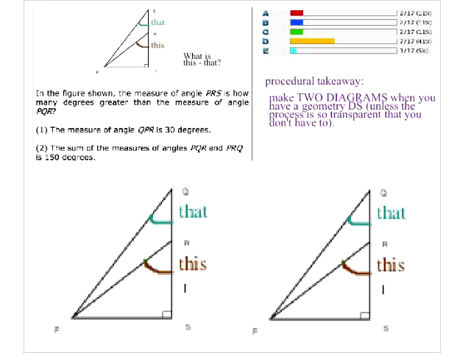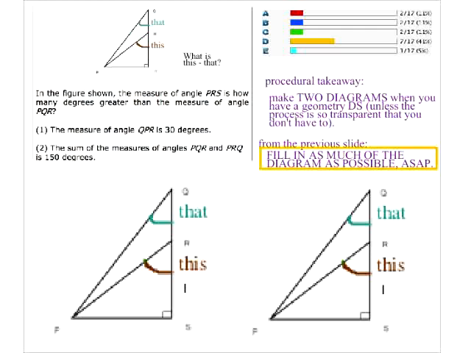Also, remember from the previous slide, the most important takeaway about these kinds of problems is fill in as much of the diagram as possible, as soon as possible. Very, very super duper important. Okay. Statement 1, QPR is 30 degrees. That's this right here.